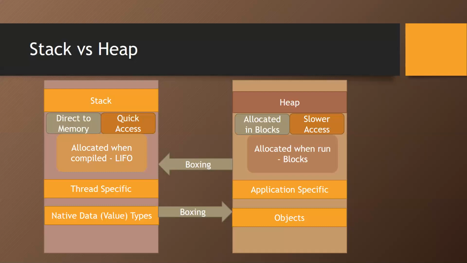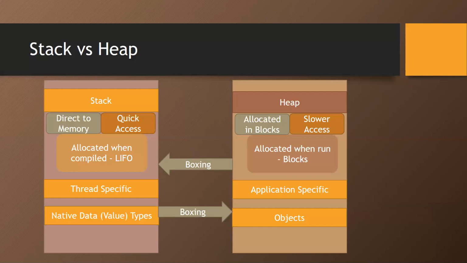The heap is allocated in blocks. It's slower access. We allocate things to the heap when we're running, so they can be application specific. I said something about that football instance. When that gets allocated, it's really going to be on the heap. So each of those instances would have their own section of heap memory that they need. So all of our objects are going to be kept here on the heap.